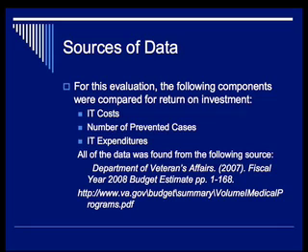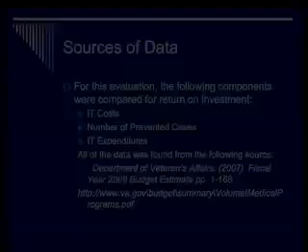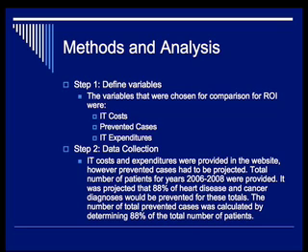For this evaluation, the following components were compared for return on investment. They were IT costs, number of prevented cases, and IT expenditures. We found the data from the fiscal year 2008 budget estimate of the VA. The variables we chose were IT costs, prevented cases, and IT expenditures. IT costs and expenditures were provided on the website, however, prevented cases had to be projected.